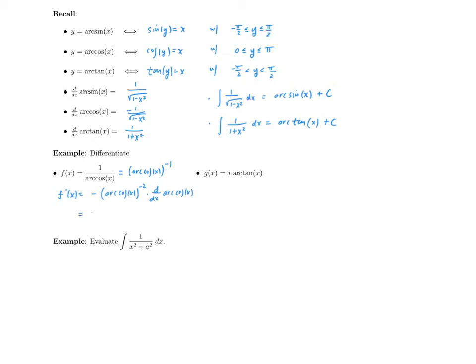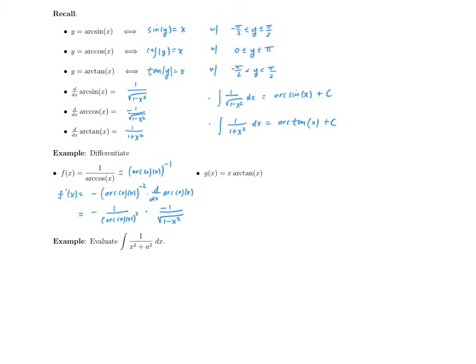Which gives us minus, and I prefer to write it without the negative exponent, so we'll say 1 over arc cosine squared, but you could leave it in its previous form, times the derivative of arc cosine, which is minus 1 over the square root of 1 minus x squared. And you can leave it precisely in this form.